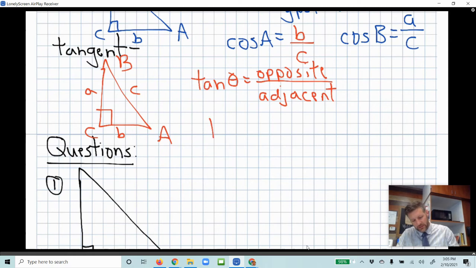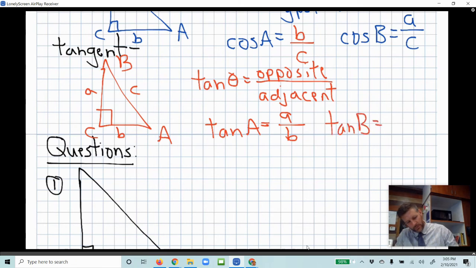So that means if I were to have tangent of A, opposite of A is side A, and adjacent to A, or next to it, is B. And again, I'm never going to say C, even though C kind of looks adjacent, because you're never going to call the hypotenuse adjacent or opposite. So tangent of A would be A over B, the side opposite the angle, and then the one next to it. Or in reverse, tangent of B would be B over A, because B is opposite and A is adjacent.